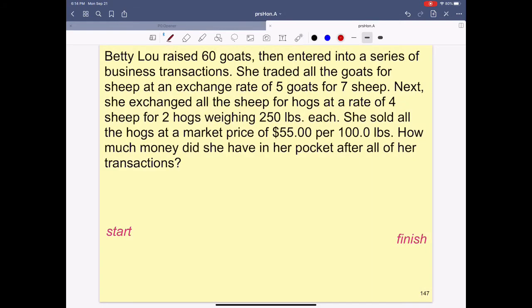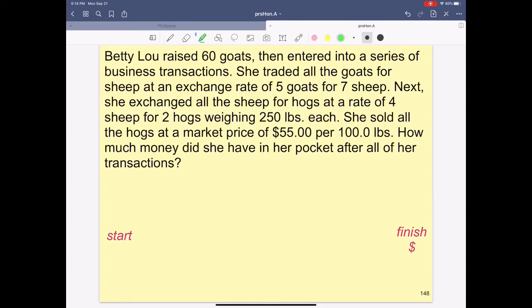Let's try one more. This is quite a silly problem, and so you might want to consider pausing the video to take time to read this problem and think about where we want to start and where we want to finish. So see if you can read and find the question first, and then come up with some conversion factors once you know the question and you know the units on your finish. Pause and at least get the start and the finish.